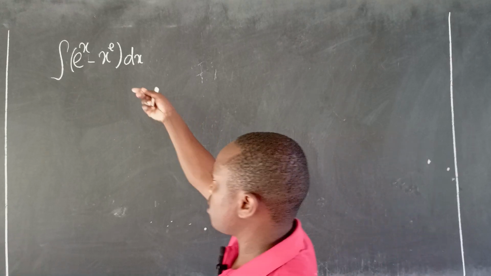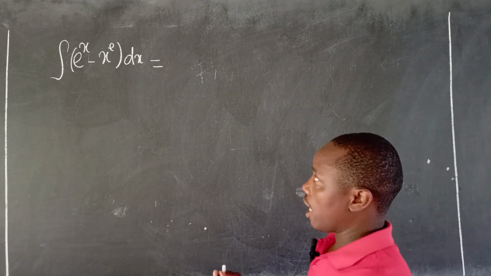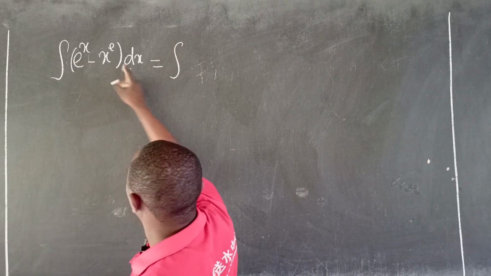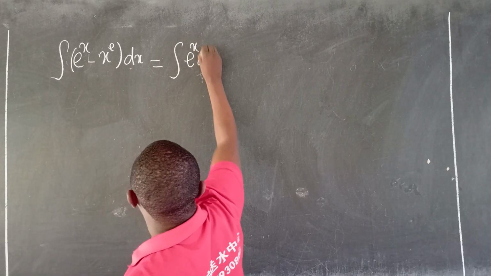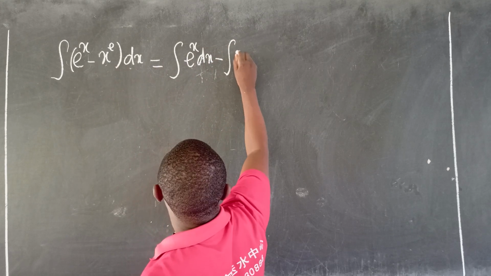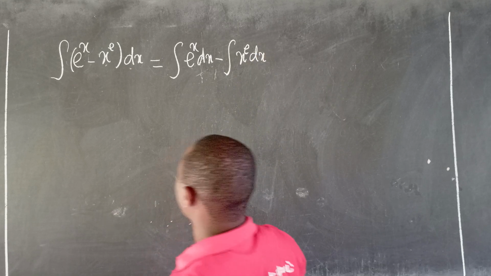Here we are going to work out this integral, and this integral can be written. I'm going to separate this: an integral of this exponential of x dx minus an integral of this x to the e dx.